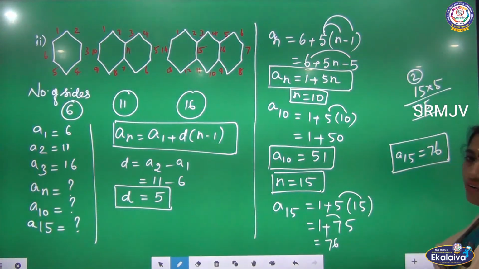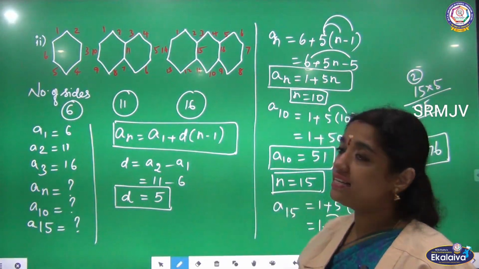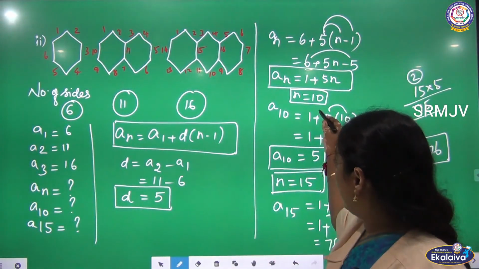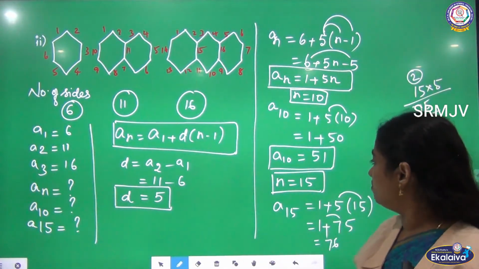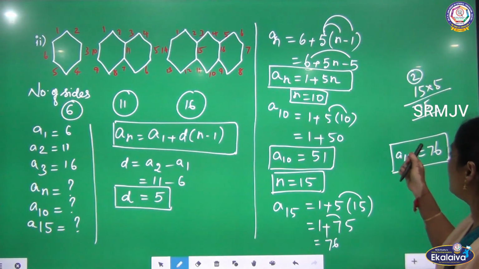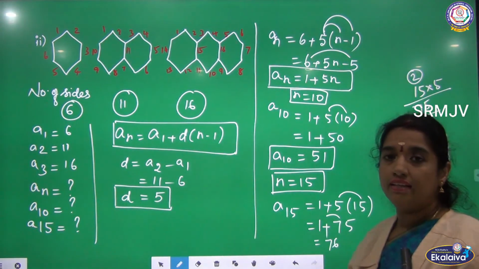First step, you are going to find the generalized statement. After finding the generalized statement, by substituting the n value, I want to know the 10th term as well as the 15th term. So substitute n is equal to 10 and n is equal to 15 and I can find the value. Thank you children.